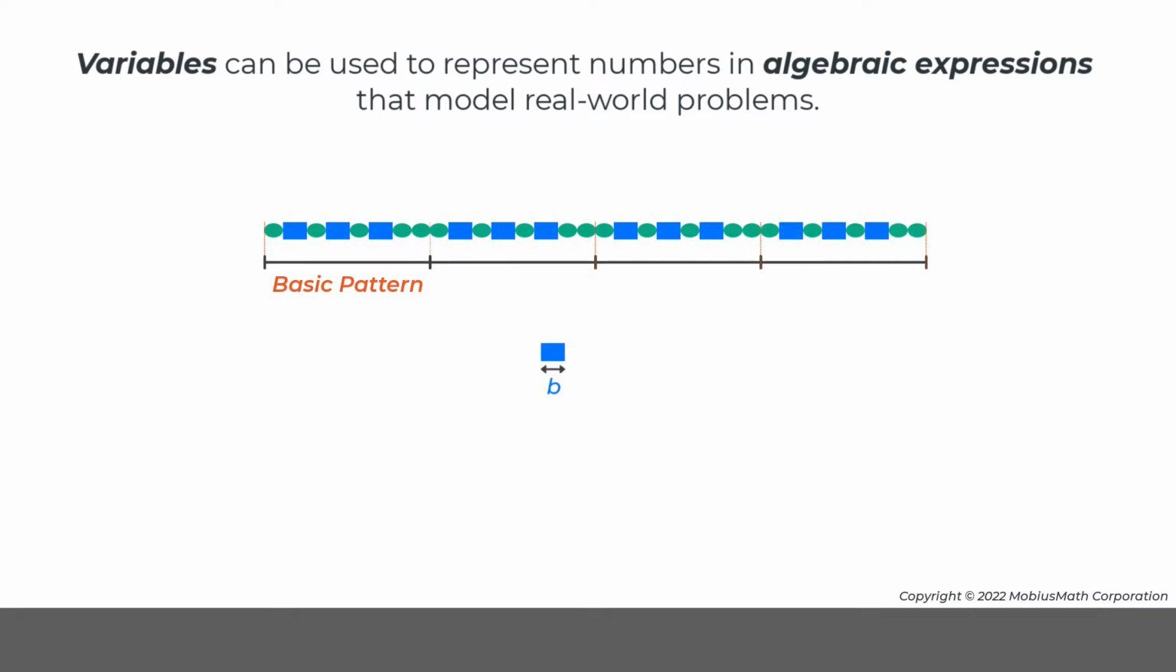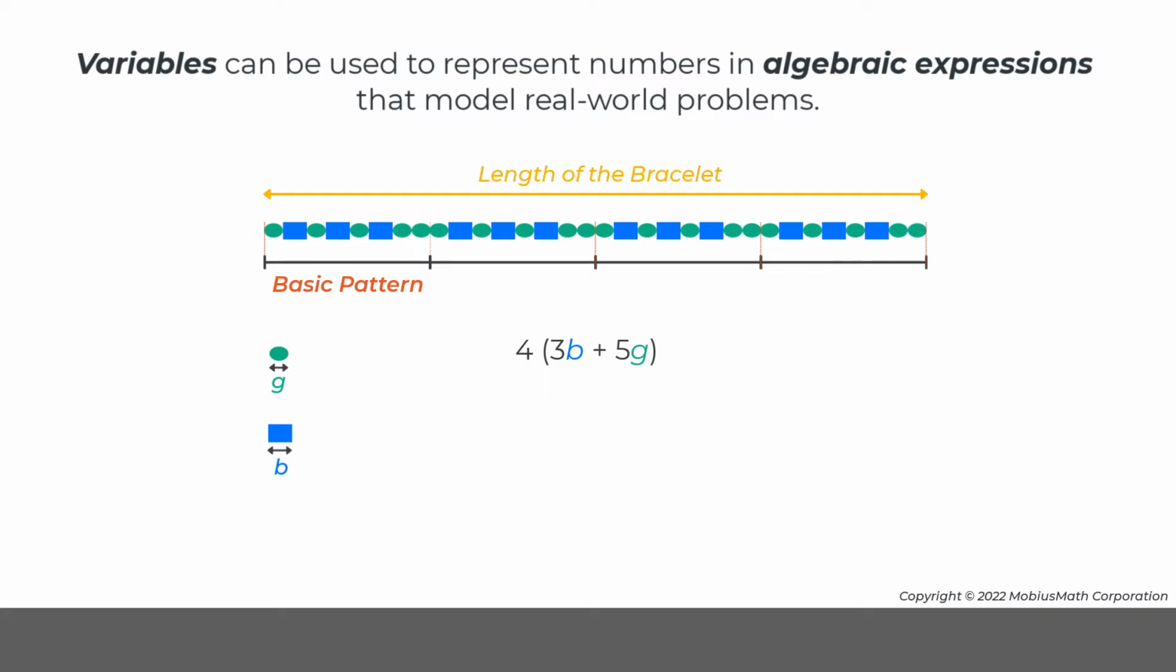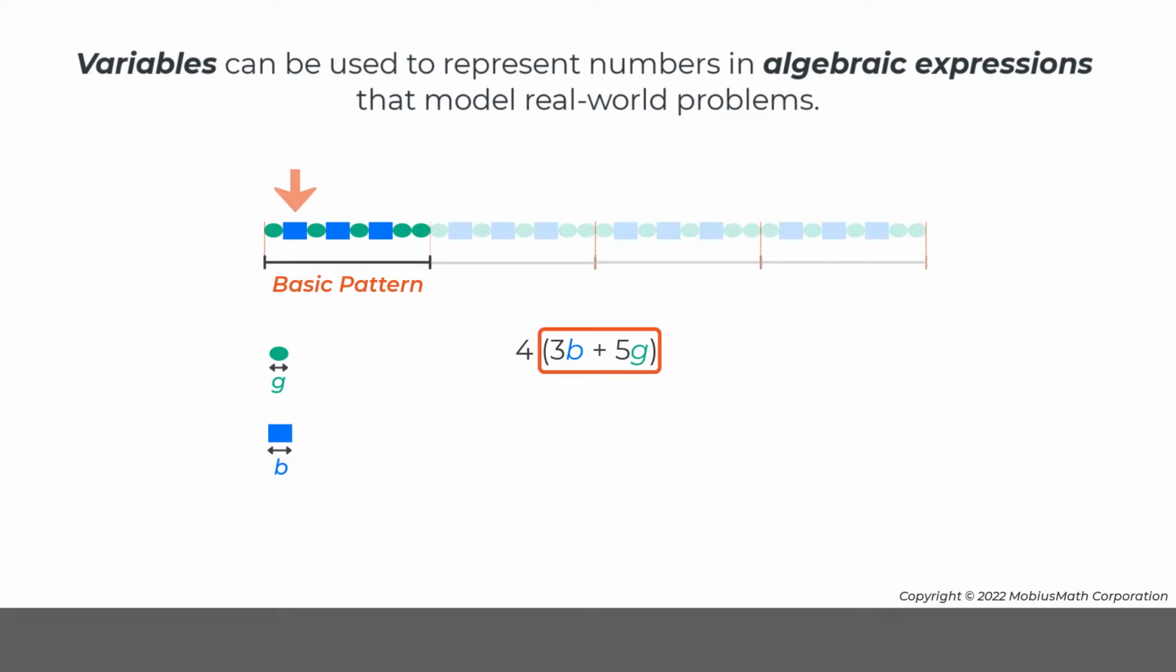If the variable b is the length of the blue bead and the variable g is the length of the green bead, an algebraic expression can be written to represent the length of the bracelet. The terms inside of the parentheses represent the length of one basic pattern.